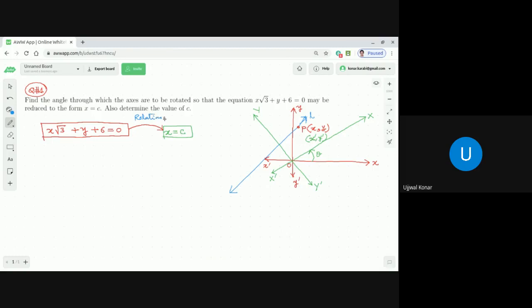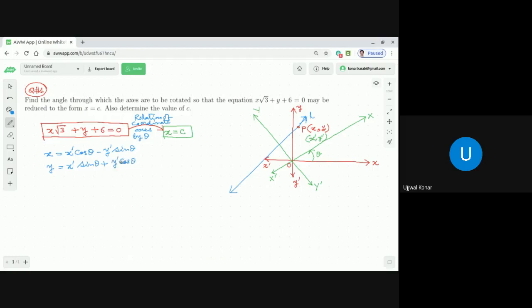So rotation of coordinate axis by theta. Then we know the relationship between x and x dash. So what is the relation between x and x dash? x is equal to x dash cos theta minus y dash sin theta, and y is equal to x dash sin theta plus y dash cos theta.